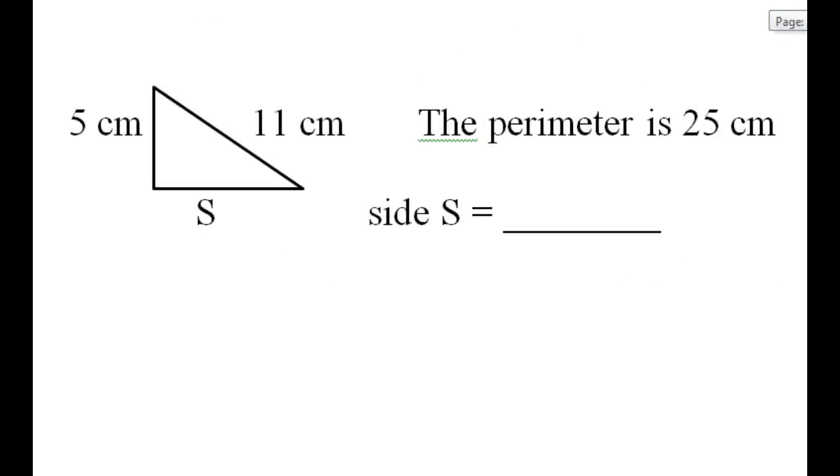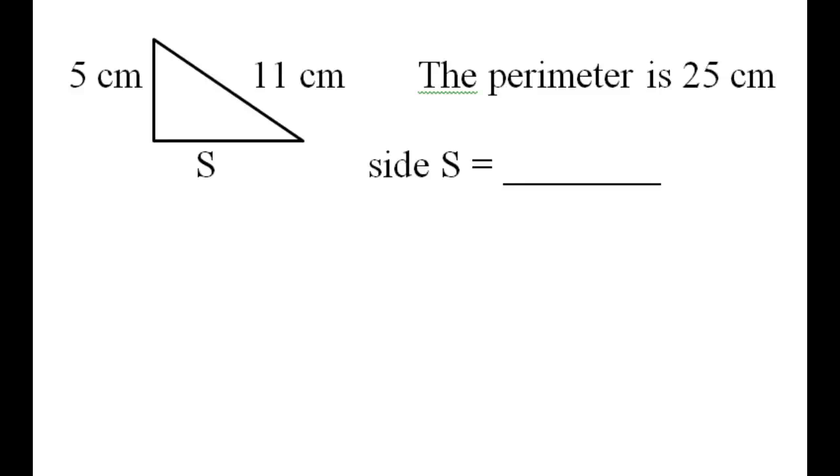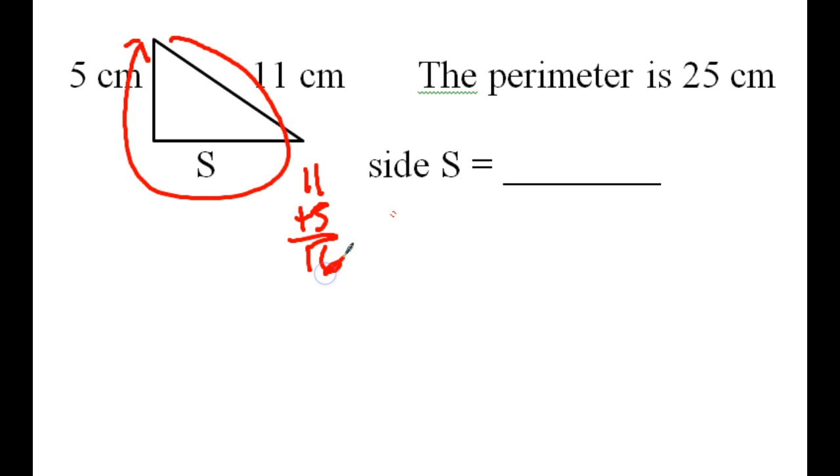So let's start moving, and here's our first problem. The perimeter is 25 centimeters. I want to know how long side S is. Since perimeter is the distance all the way around, I add 11 plus 5 is 16. Take that away from 25, and I get 9 centimeters.